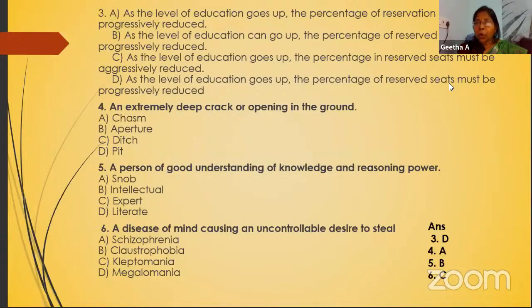Aperture is a very small opening, which is again something a little deep. Pit is again, to some extent, a deep thing, but extremely deep is called a chasm, right? A person of good understanding of knowledge and reasoning is intellectual, as you all know, right? So a disease in the mind is kleptomania. We have already seen that.